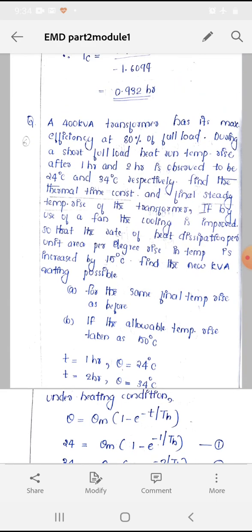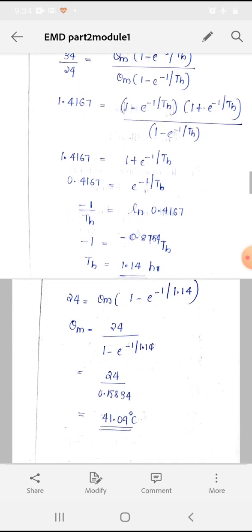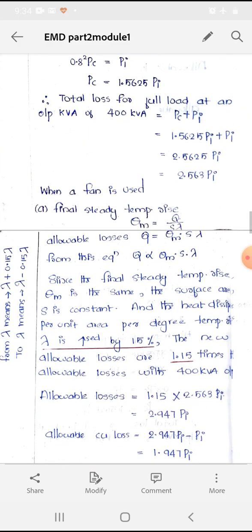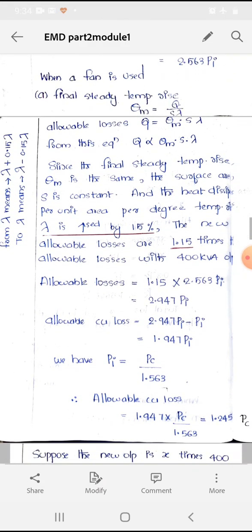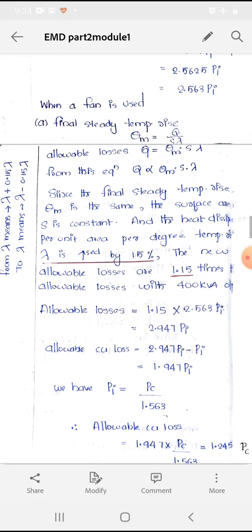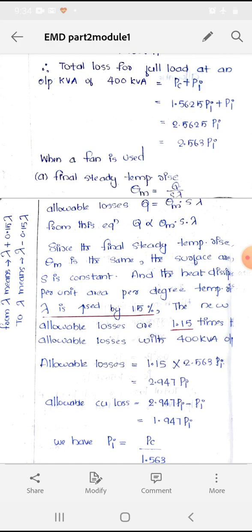Please read the question. If by use of a fan the cooling is improved so that the rate of heat dissipation per unit area per degree rise in temperature is increased by 15 percent, the new allowable losses are 1.15 times the allowable losses with this 400 kVA transformer output. So allowable loss is 1.15 into 2.563 Pi, and we got 2.947 Pi.